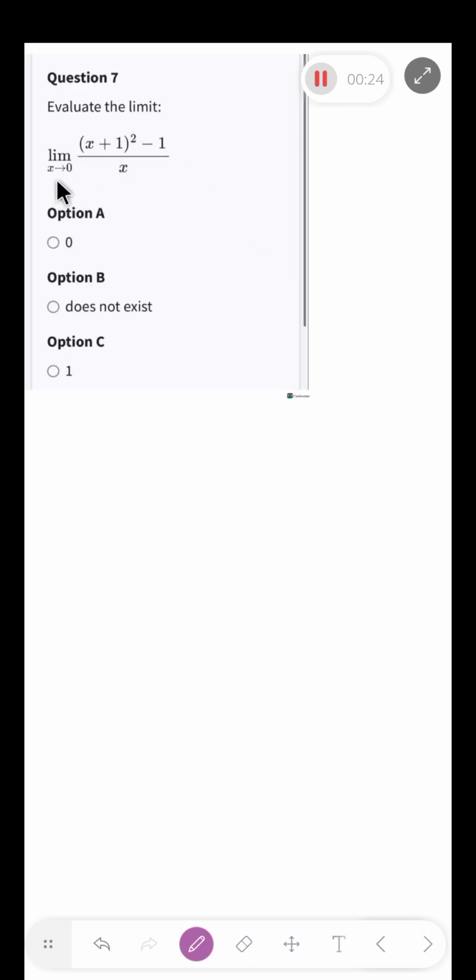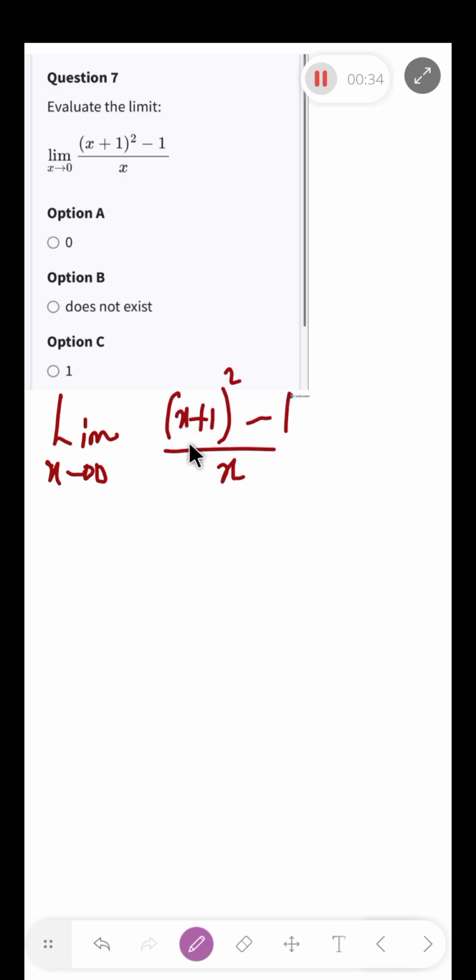You want to find the limit as x tends to 0 of ((x + 1)^2 - 1) over x. Now, if I go ahead and use direct substitution, if I substitute x equals 0, then all this thing becomes undefined, right? Now, since it is undefined, you have to make use of what we call L'Hospital's rule.